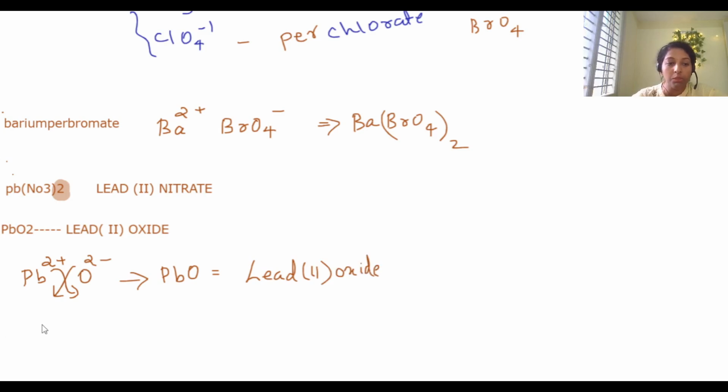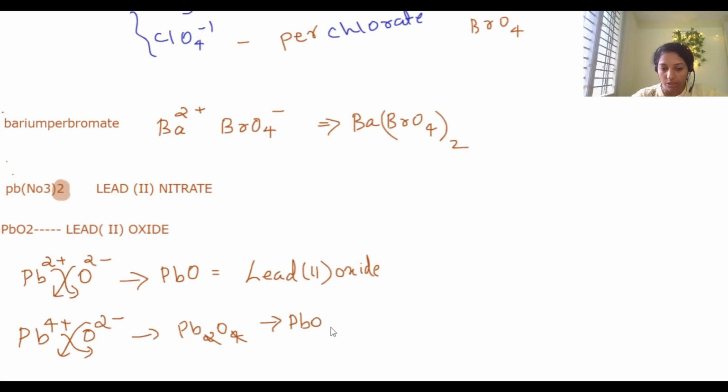How can we get PbO2? Where does the 2 go? Because Pb is in the 4 plus state and oxygen is 2 minus. So see the formula: it is Pb2O4, where 2 and 4 cancel, so we get PbO2. So PbO2 is not lead 2 oxide, it should be lead 4 oxide. That is the stuff.